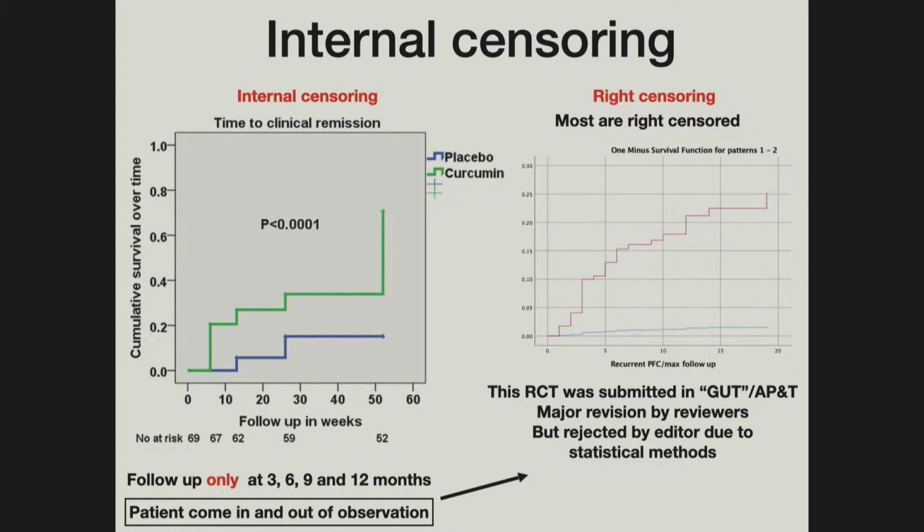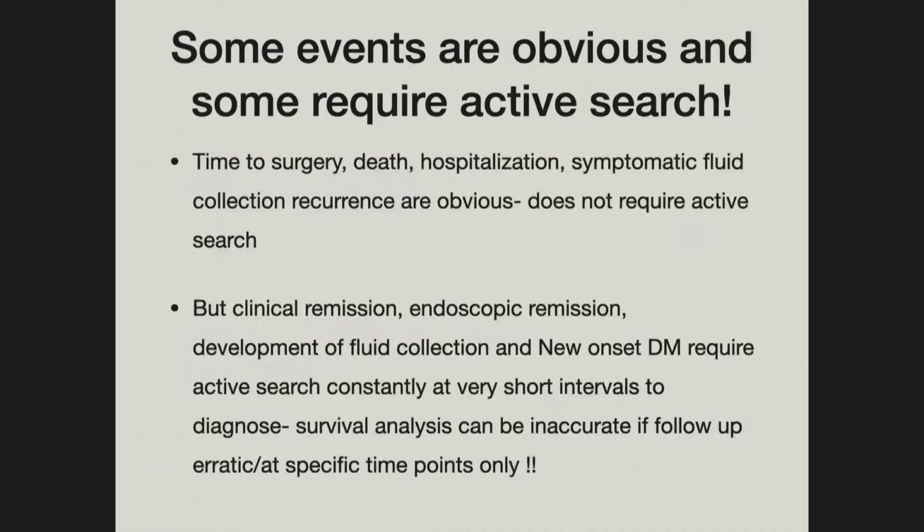But the editor said that there is a statistical flaw. You are evaluating at 3, 6 and 12 months, but the clinical relapse can even occur in between as well. So you should have more frequent monitoring policies, depending on what has to be monitored. Like diabetes, we have to have a short monitoring interval. For a few outcomes like surgery or hospitalization, you need not monitor as closely. So this is called interval censoring. The patient can come in or out of observation. So that was the editorial comment, and that's why it was rejected that time.